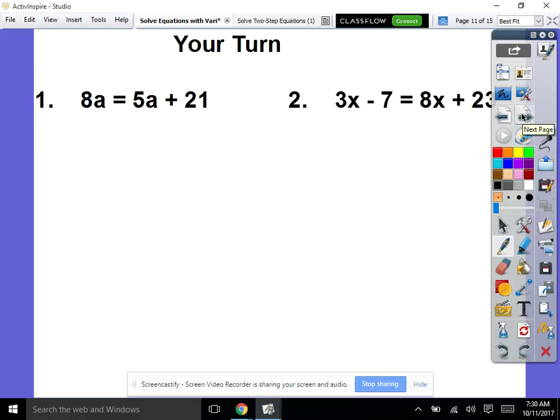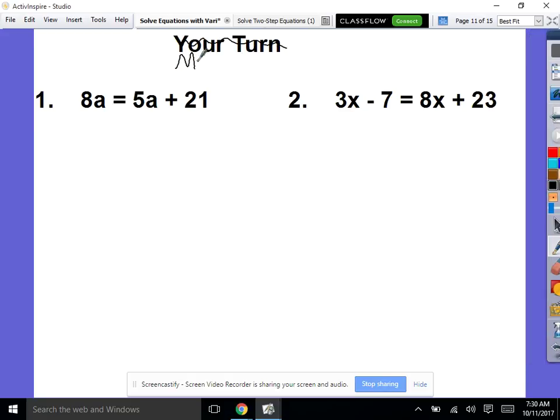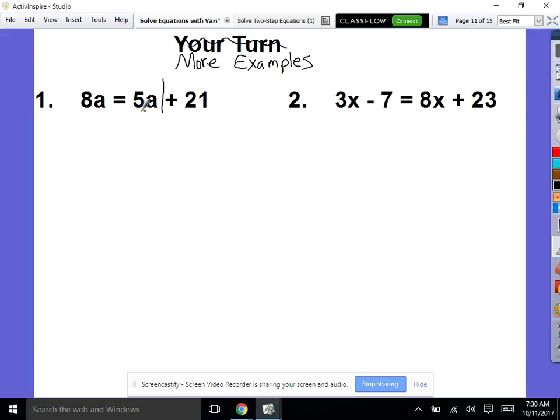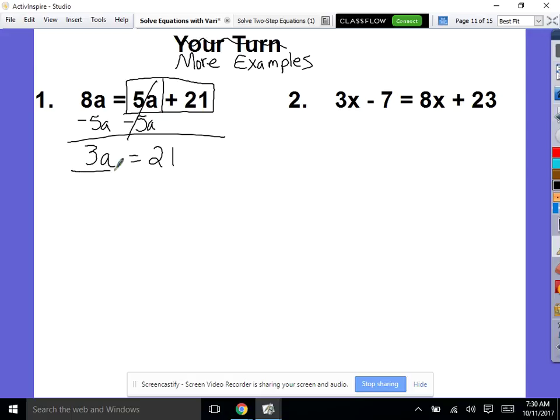All right, these are more examples. Hopefully that's what it says on your paper. More examples. Box in your terms. Let's get rid of 5a. 3a equals 21.